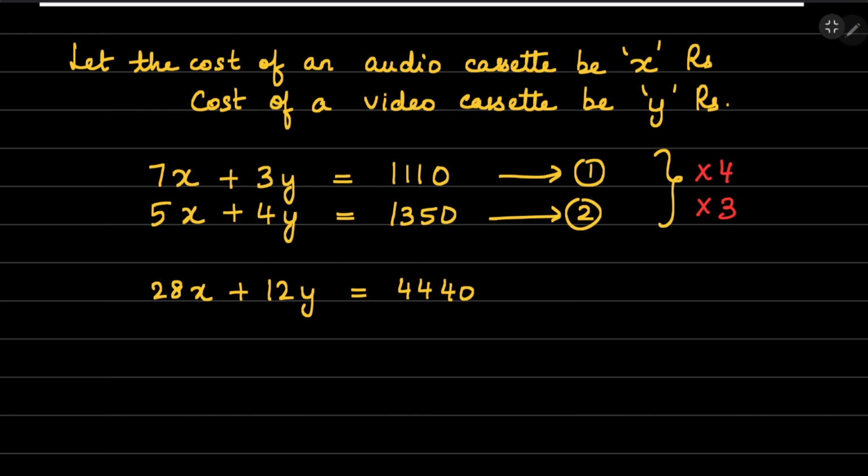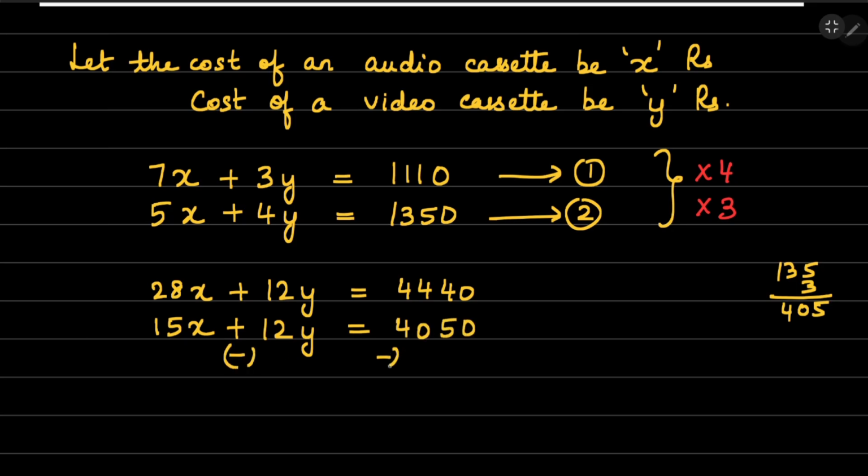Second equation, multiply throughout by 3. So you have 15x plus 12y is equal to 1350 multiplied by 3. 3 5s are 15, 3 0s are 0, 3 3s are 9 plus 1 is 10, 4050. So you have to subtract them. When you subtract, you have to change the sign. You will always change the sign. The plus 12y and minus 12y will get cancelled.